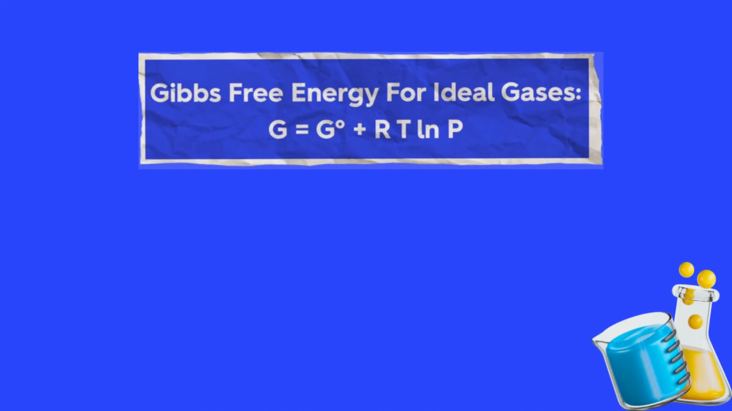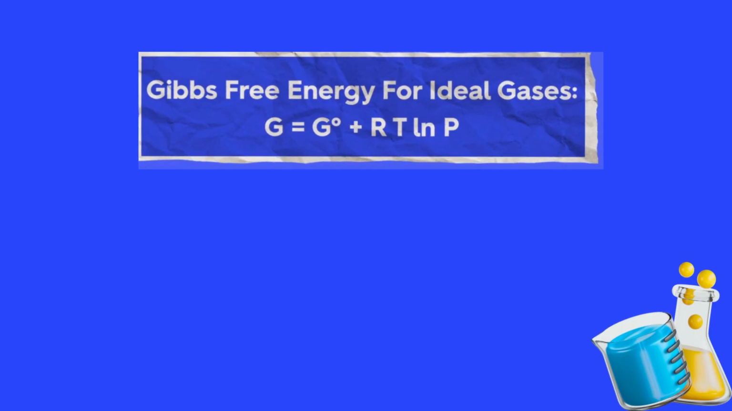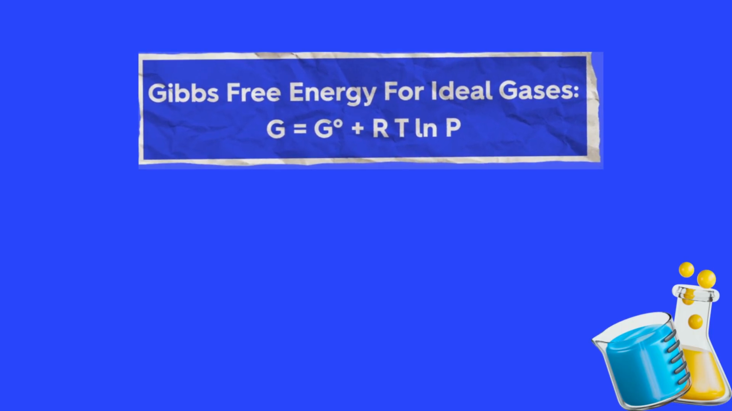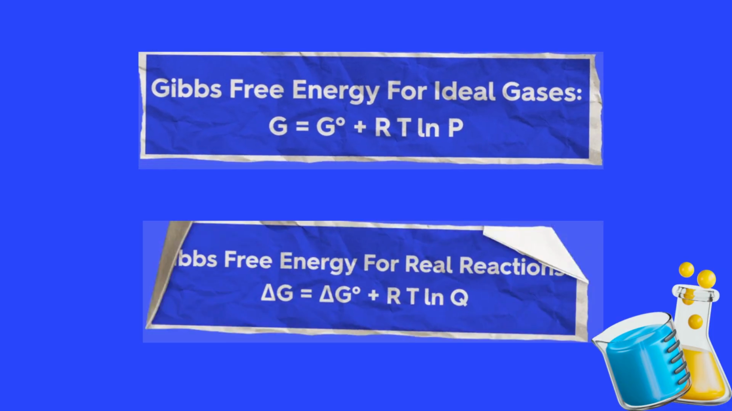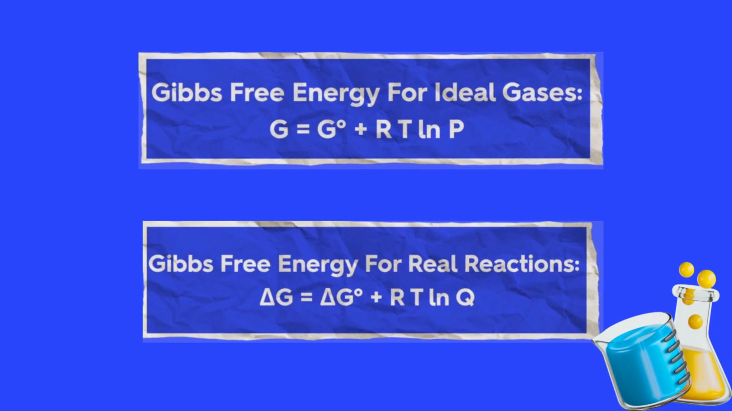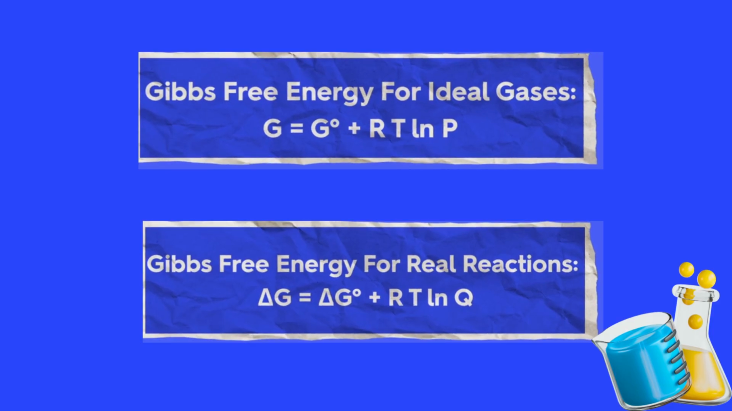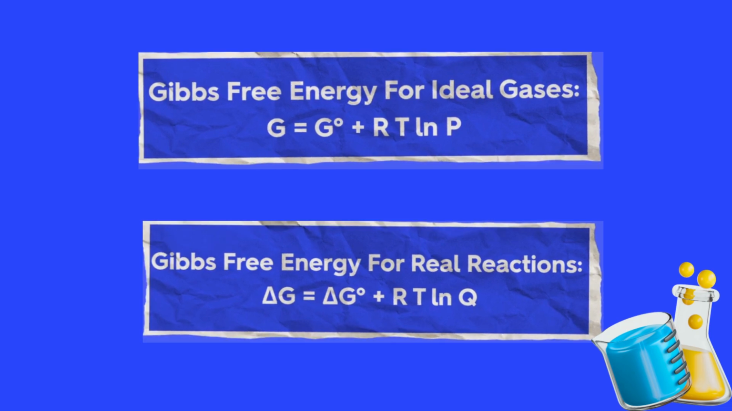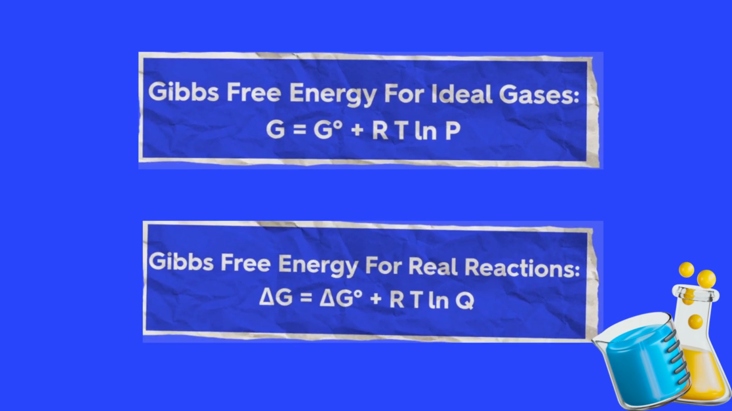Start with the big idea. For ideal gases, a species' free energy rises with pressure. G equals G naught plus RT times natural log of pressure. For a whole reaction, that stacks into delta G equals delta G naught plus RT times natural log of Q, where Q is the reaction quotient built from partial pressures.